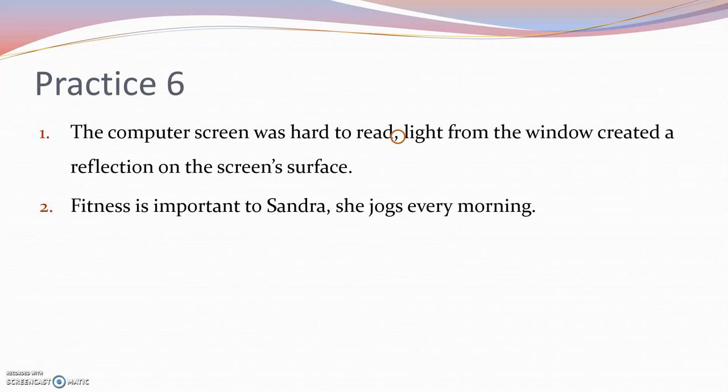Fitness is important to Sandra, comma, she jogs every morning. Again, you're going to read before the comma and after the comma. You're going to realize that both of them are independent clauses, so you have to do something to that comma.